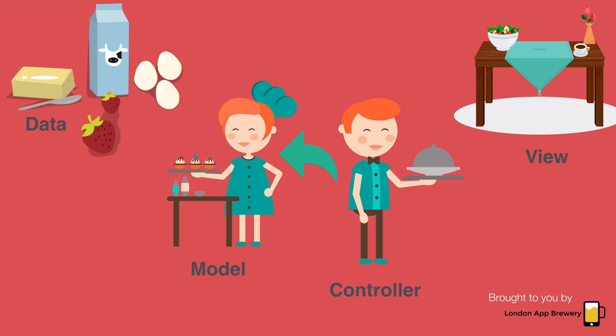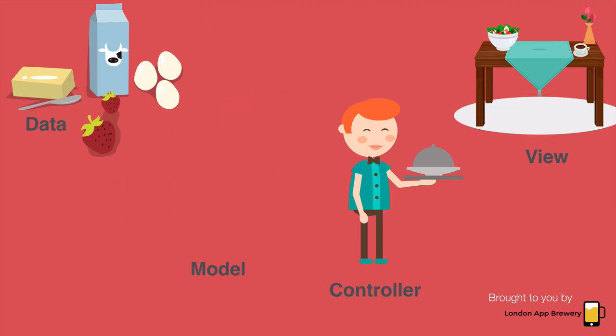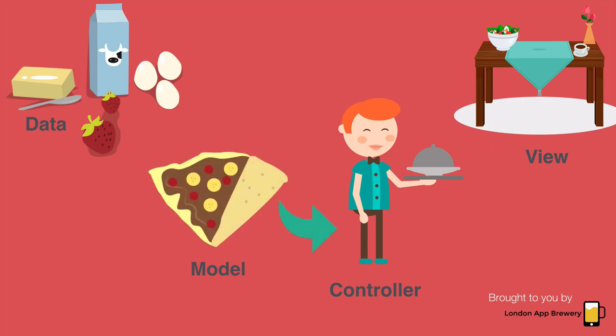Having received the request for pancakes from the controller, the kitchen, our model, fetches the eggs, milk, and the other ingredients, the data, from the larder. From the raw ingredients, the kitchen prepares the pancakes. This dish is then presented back to the controller. Finally, the waiter brings those pancakes to your table, the view.